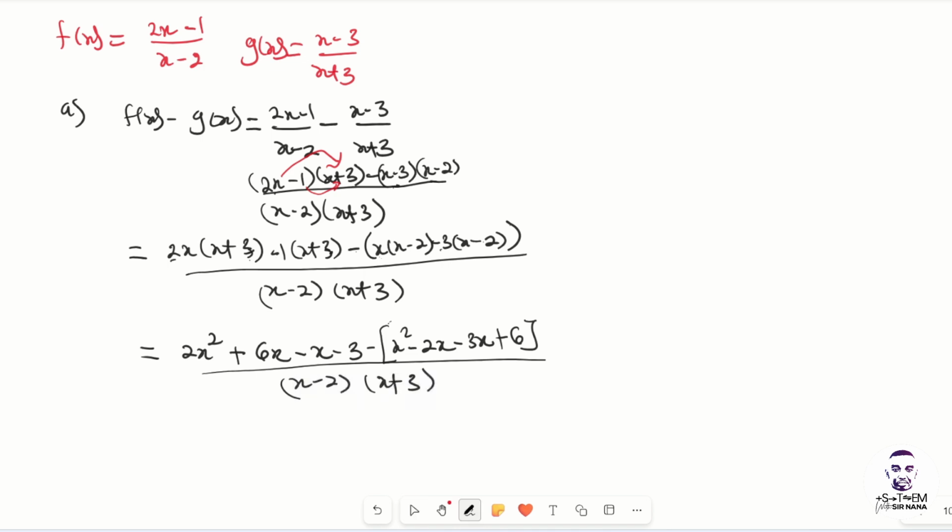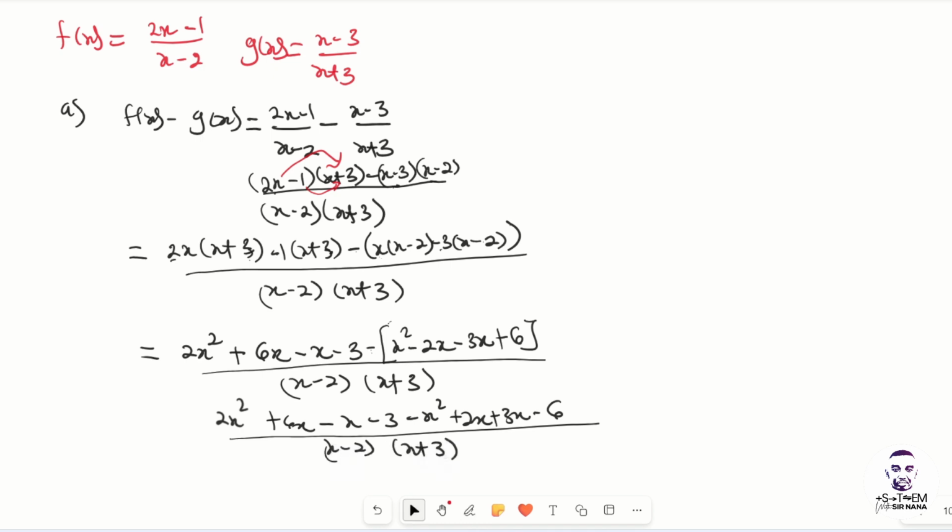The negative affects everything in the bracket, so we can write it as 2x squared plus 6x minus x minus 3, minus x squared. Negative negative becomes plus 2x. Negative negative becomes plus 3x. Then negative positive becomes minus 6. All this over x minus 2 and then x plus 3.